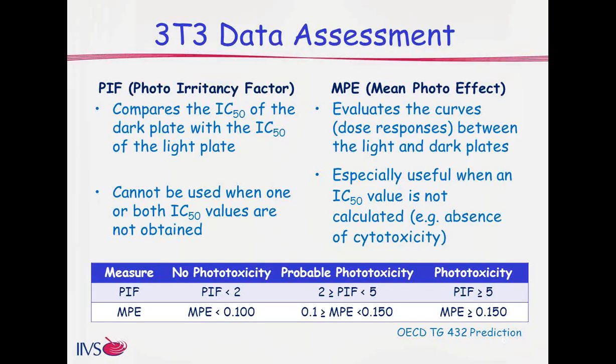So then the mean photo effect comes into play. The MPE is going to evaluate the curve responses between the light and the dark plates. And this is especially useful when we don't have an IC50 for one or both plates. At the bottom of the page, you'll see the OECD test guideline predictions in terms of our measures of phototoxic potential as being no phototoxicity, probable phototoxicity, or phototoxicity. And again, we have different parameters for the PIF and the MPE value.